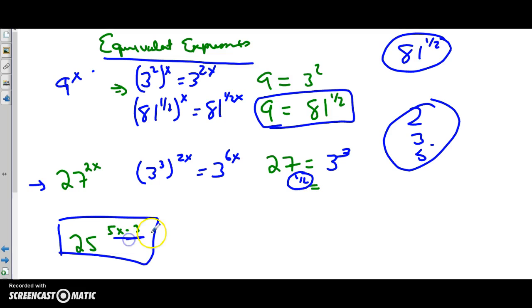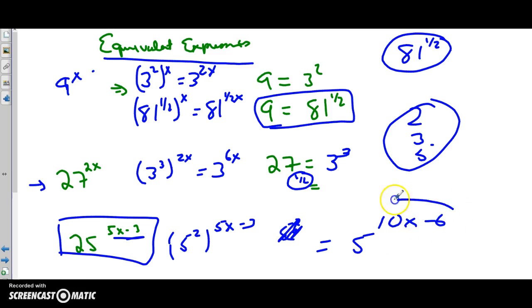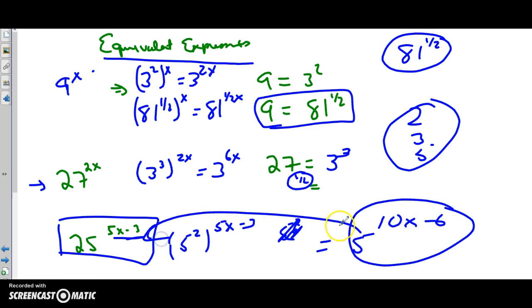But let's do one more, where it gets a little tricky. 25 can be expressed as 5 squared. So 5 squared replaces 25, and you get 5 squared to the power of 5x minus 3. Where I had a 25, I put a 5 squared. And you're going to multiply this times this, and that's going to be 10x minus 6, and there you go. So that's the same as that.